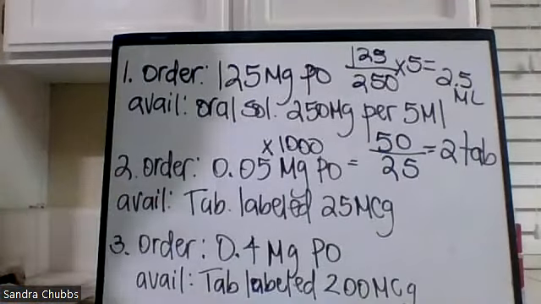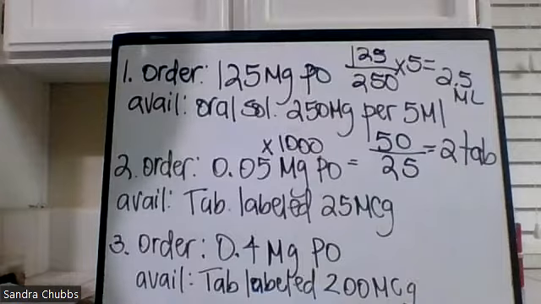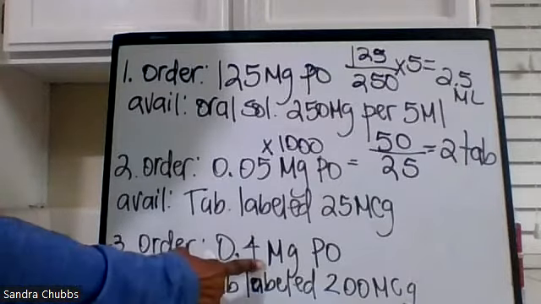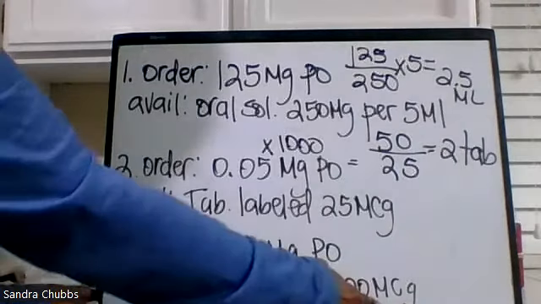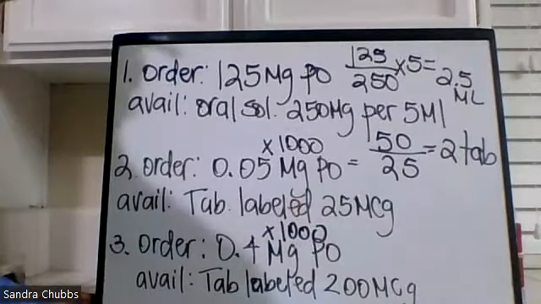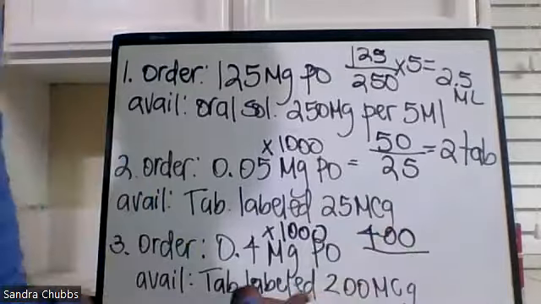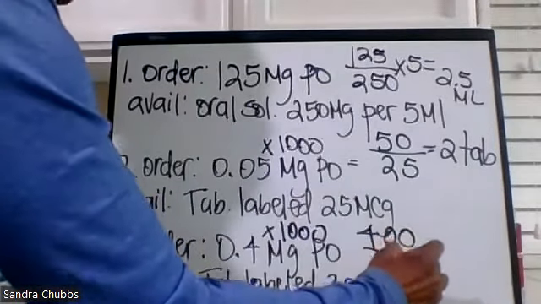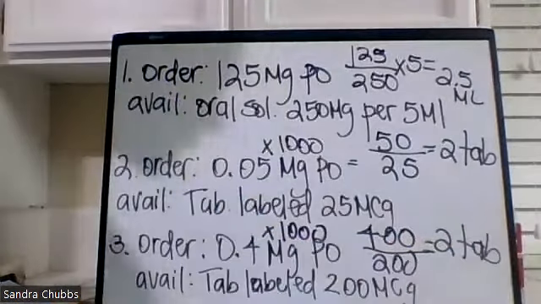All right, so moving on to number 3, we have 0.4 milligrams by mouth. What you have available is tablets, 200 micrograms. So you're going to convert what the doctor ordered to what you have in supply. Milligrams to micrograms, largest to smallest. You're going to multiply by 1,000, and your answer is 400 divided by what you have available, 200. And of course, you know it's 2 tabs is the answer for these.